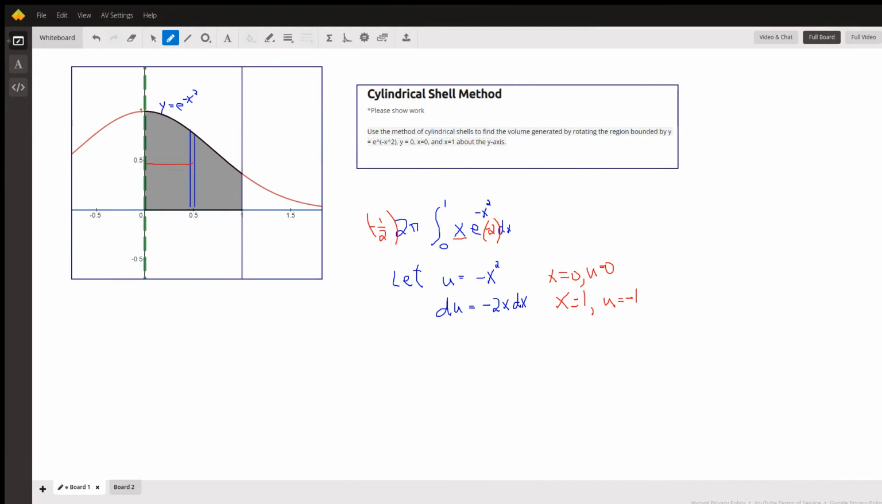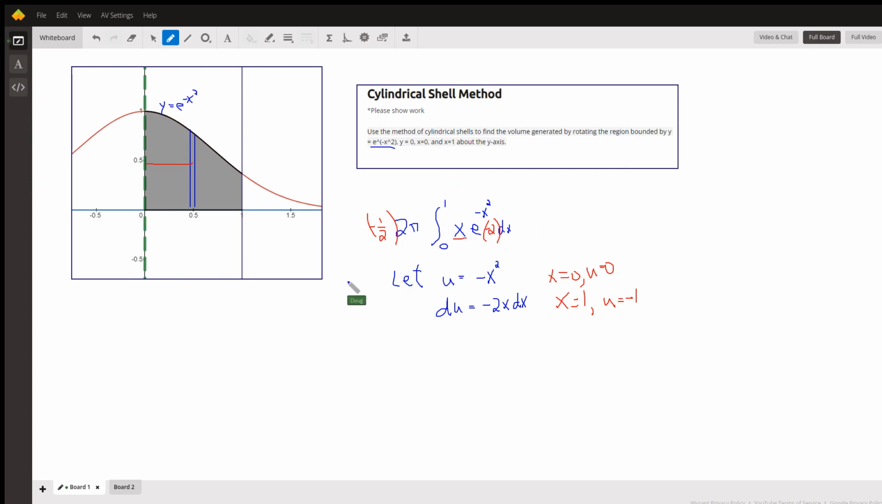Okay, here's the problem. We've got this function, y equals e to the minus x squared, which is this red curve right here, bounded by x equals 0, x equals 1, and y equals 0. That region we're going to revolve around the y-axis, which is the dashed green line, and we're going to find the volume that's generated by doing that.